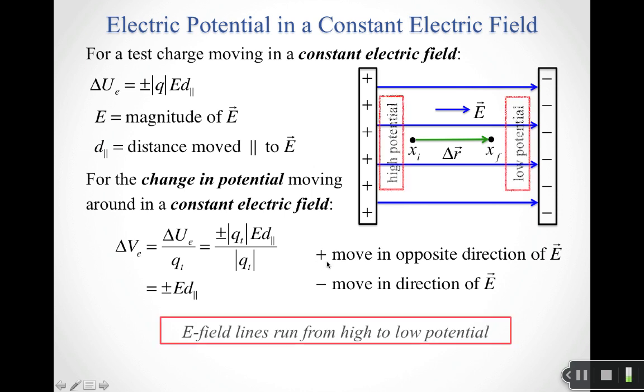One of the things this tells us right away is that electric field lines run from high potential to low potential. Because in this picture, our electric field lines run from the positive plate on the left to the negative plate on the right, that means the left-hand side of this field is at a much higher potential than the right-hand side. So as you move to the right, the potential decreases as you move across this field.